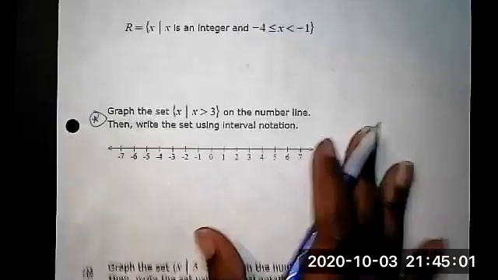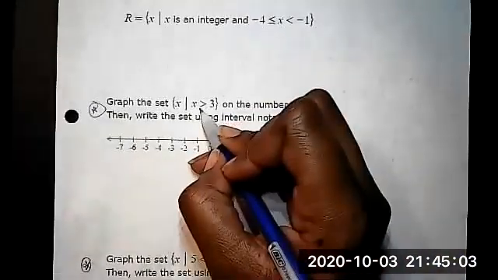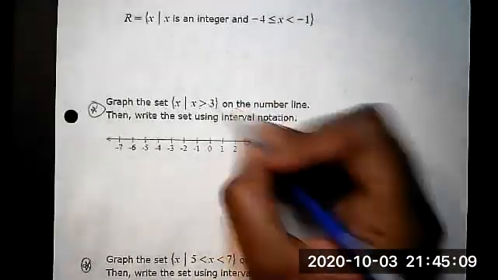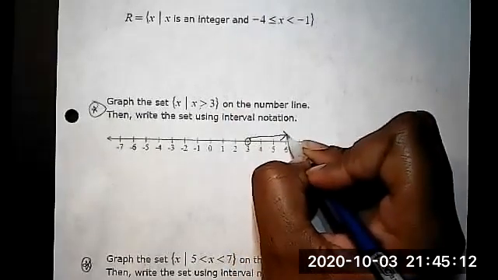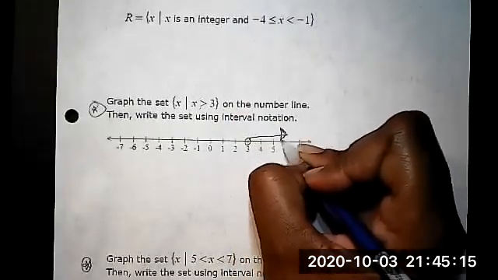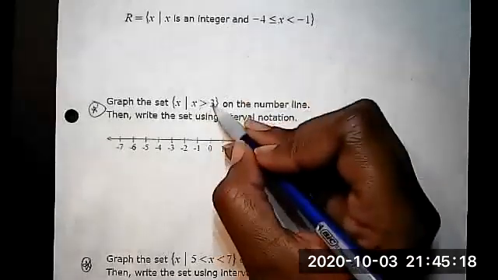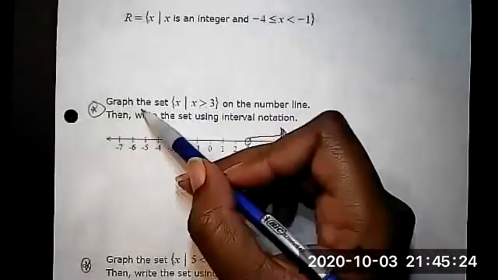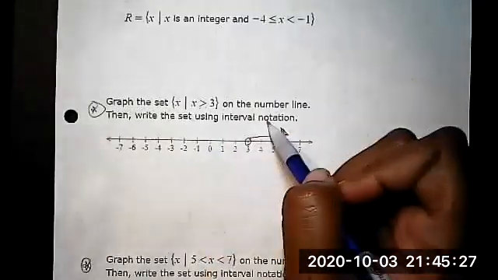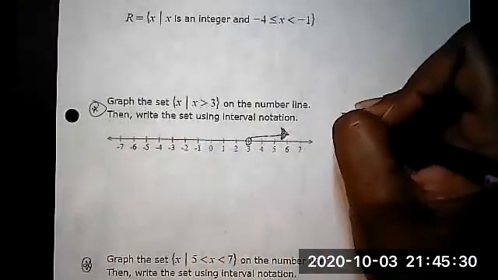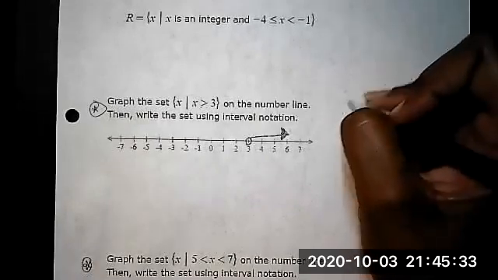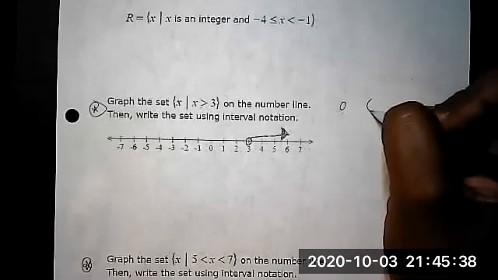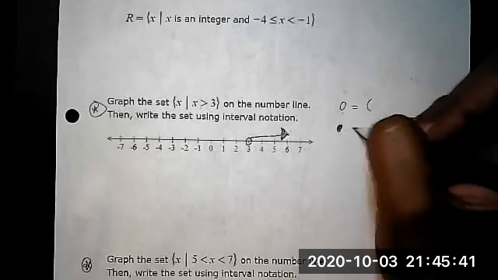For this particular problem, if I had to graph this, at 3 I'd have an open circle, and I'm going to be moving in this direction. I can tell by the arrow. Then it says graph the set and write the set in interval notation. What you need to know about interval notation is, if there is an open circle, you're going to have a parenthesis. If there's a closed circle, you're going to have a bracket.